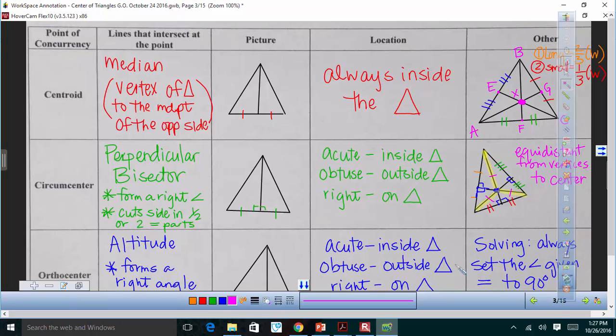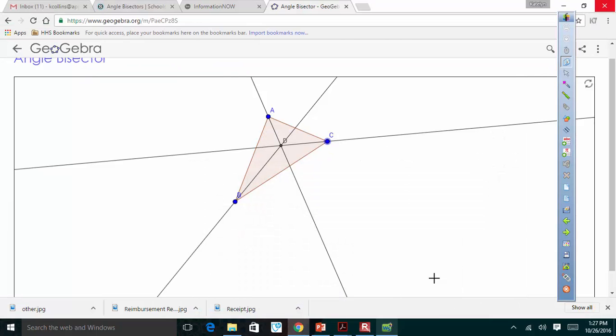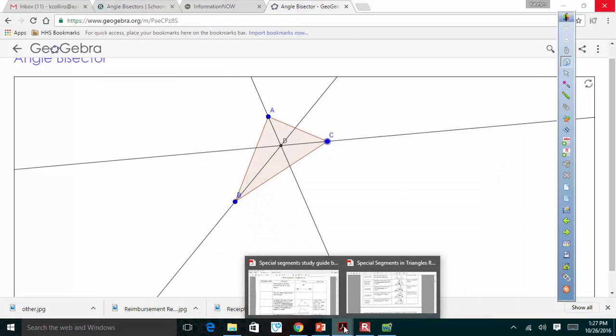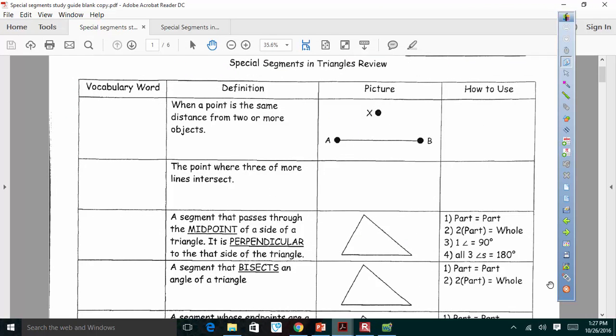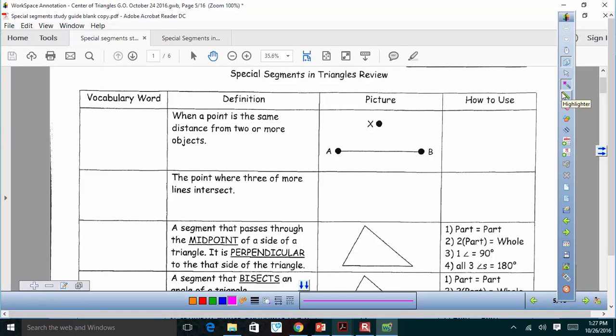Okay. All right, so now let's move on to our review. So the first thing that I want to go over in our review are the definitions, because that is what is going to make you most successful tomorrow on your test. You have to know your definitions in order to be able to set up the problems.